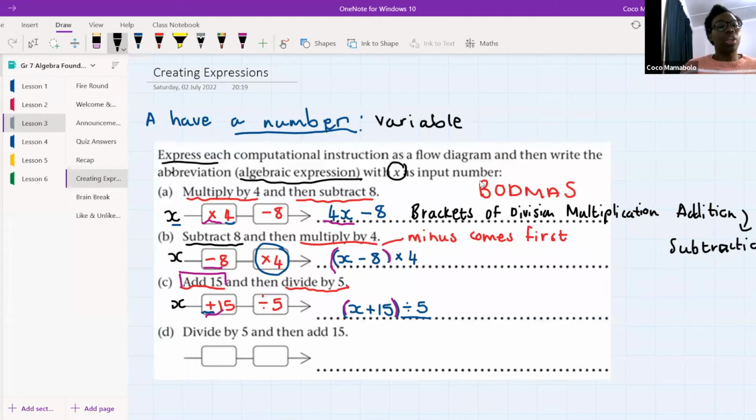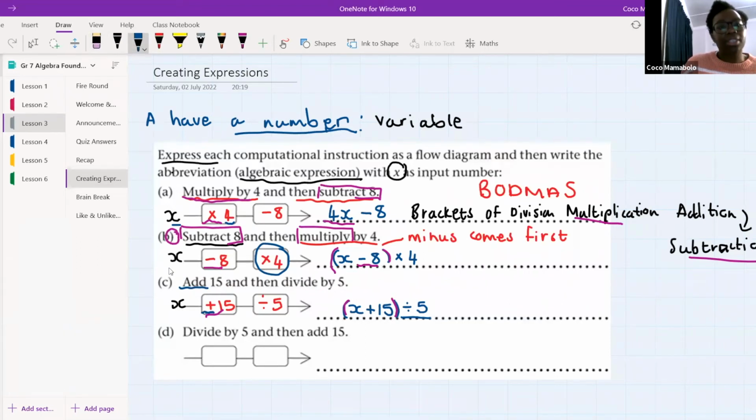BODMAS is actually the order of operations. It's the order in which we do things. When we look at this question, the multiplication came before the subtraction, because in the order of BODMAS, multiplication comes before subtraction. But in this one, in B, subtract came first, before multiply. So if I want to do subtraction before I multiply, I need to put brackets around the subtraction. Same with the second one that we did, C over here.